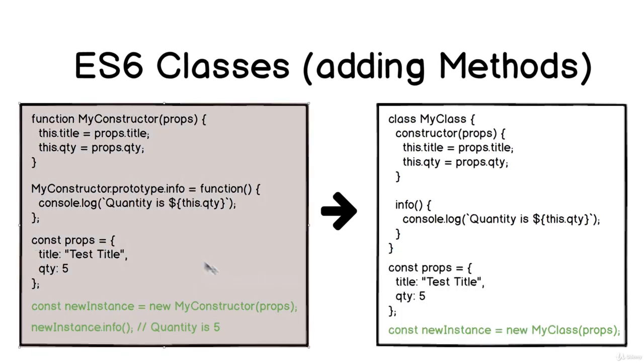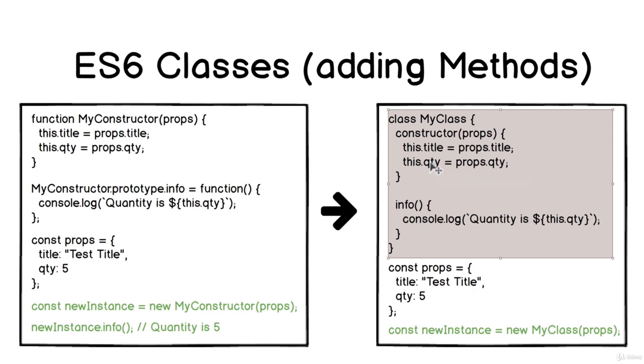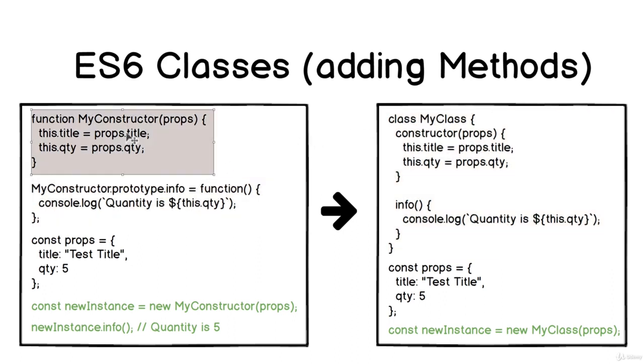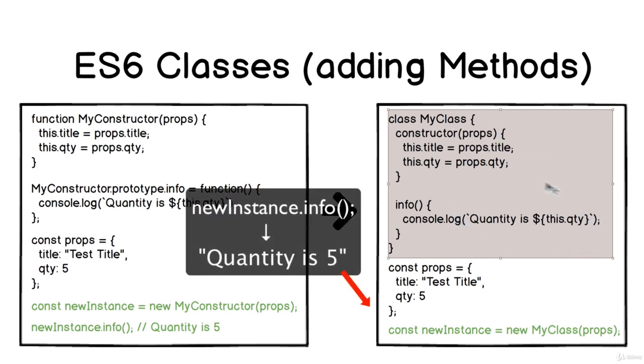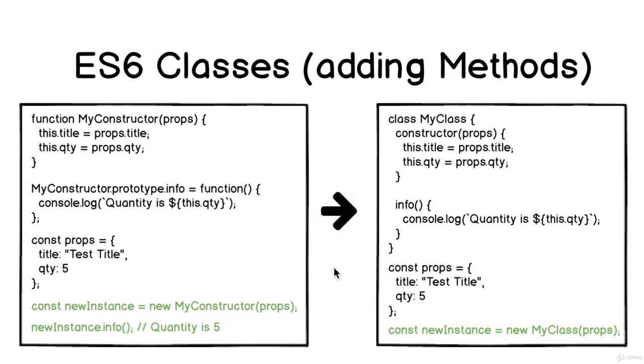You can achieve the same result with classes, but here you set up everything in one place, in the class. Now there are two methods, constructor and info. In this case, the result will be exactly the same as with those two blocks of code. This info method will be a method of myClass.prototype, and you will be able to call this info method on the new instance, same as here.